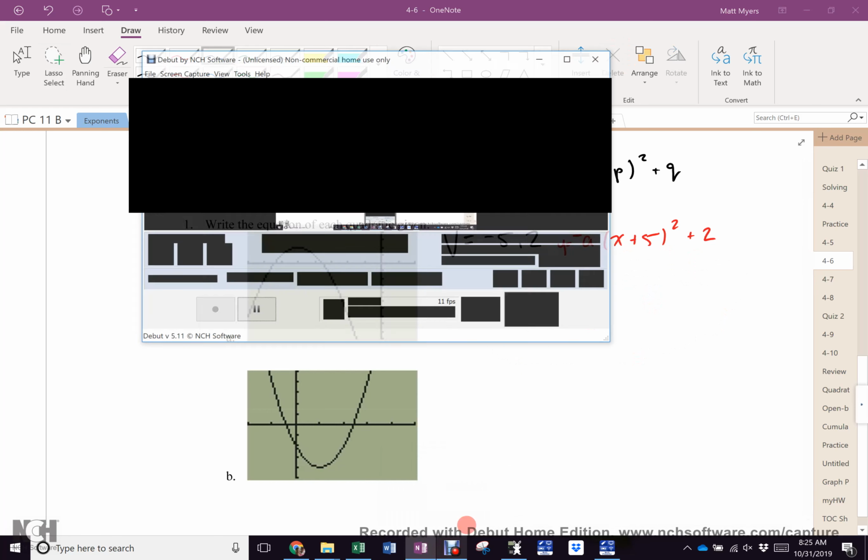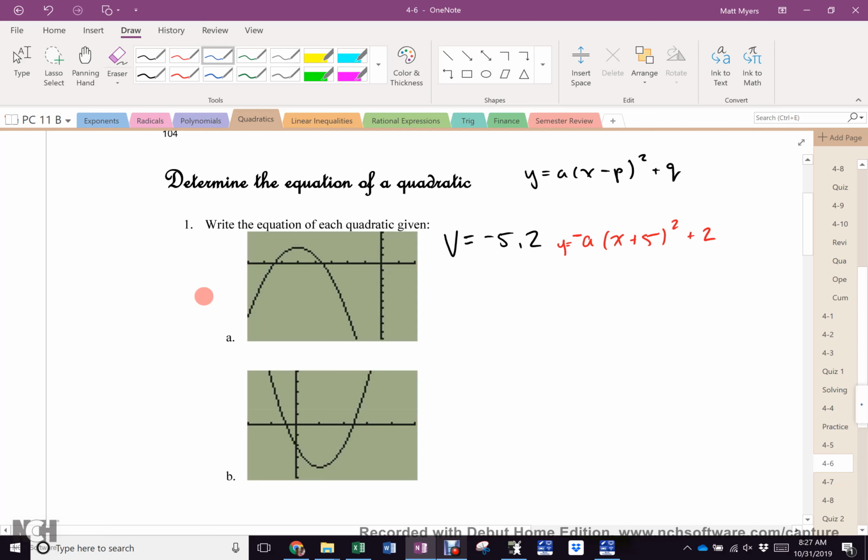Talk amongst yourselves. The only thing I need to find is A. Who has an idea for me? There's 30 brains in here. Somebody's got an idea. Substitute what? Another x and y? And okay. What's something else we could do?